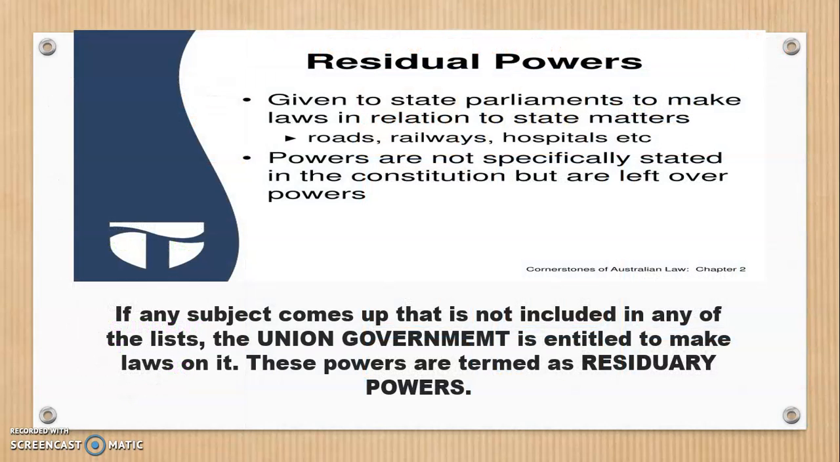Now other than these three lists, there is another important list, that is the residuary powers. Now what are the residuary powers? If there is any subject which is not included in any of these lists, the central government, the state government, or the concurrent list, then it is taken over by the union government or the central government in New Delhi. They are entitled to make laws for it, and these powers are termed the residuary powers. So there are specific powers which do not come in any of these lists, and these are called residuary powers.